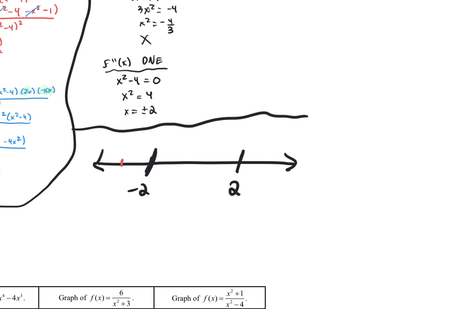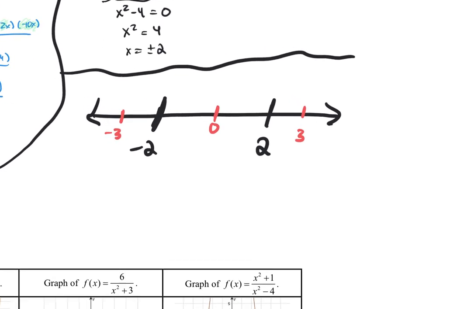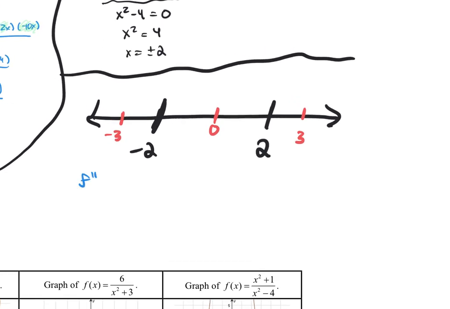I'm going to test -3. I'm going to test 0. And I'm going to test 3. So let's do that. All right. So what is the second derivative at -3?